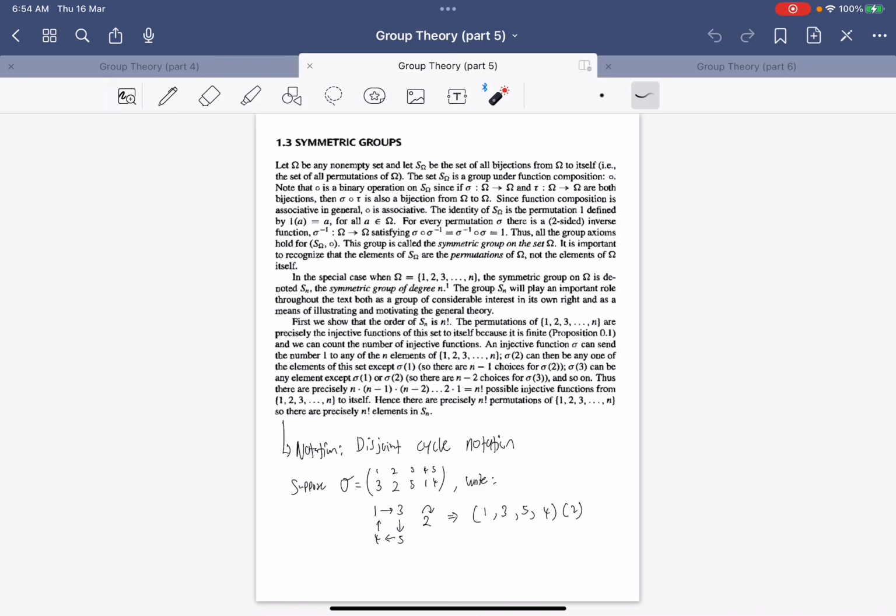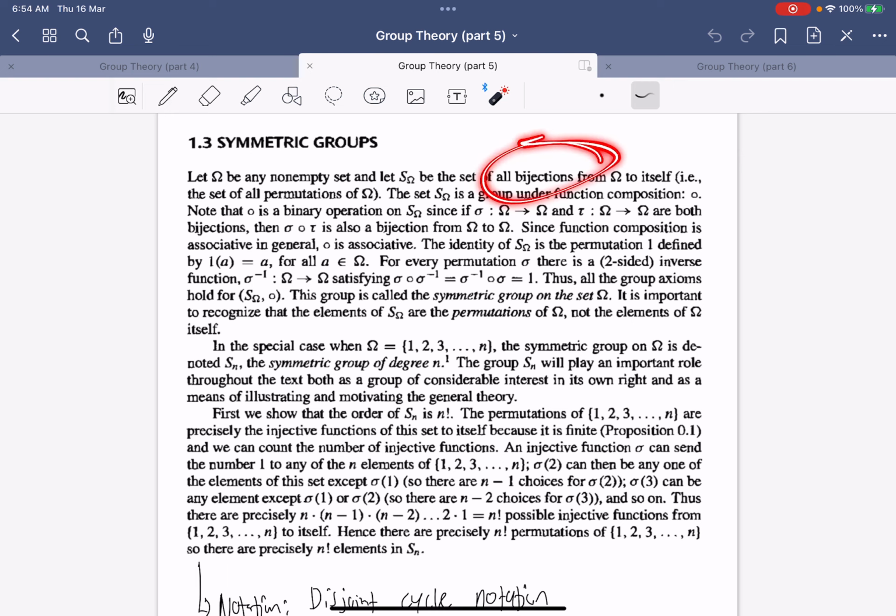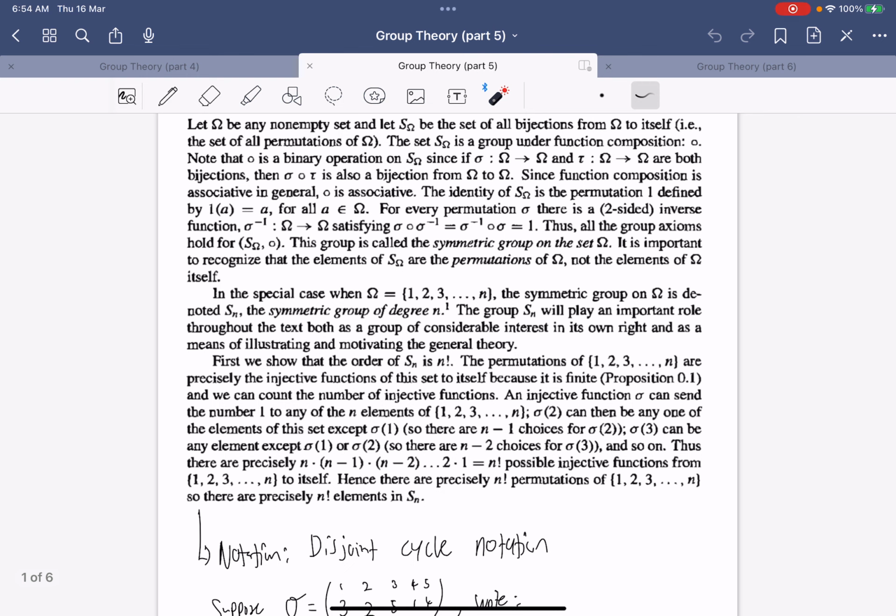Hi, in this video, we will continue studying more examples of groups, and one of the important ones is known as a symmetric group. A symmetric group is defined as the set of all bijections from omega to itself. Under function composition, this set forms a group, because the composition of two bijective functions is still bijective.